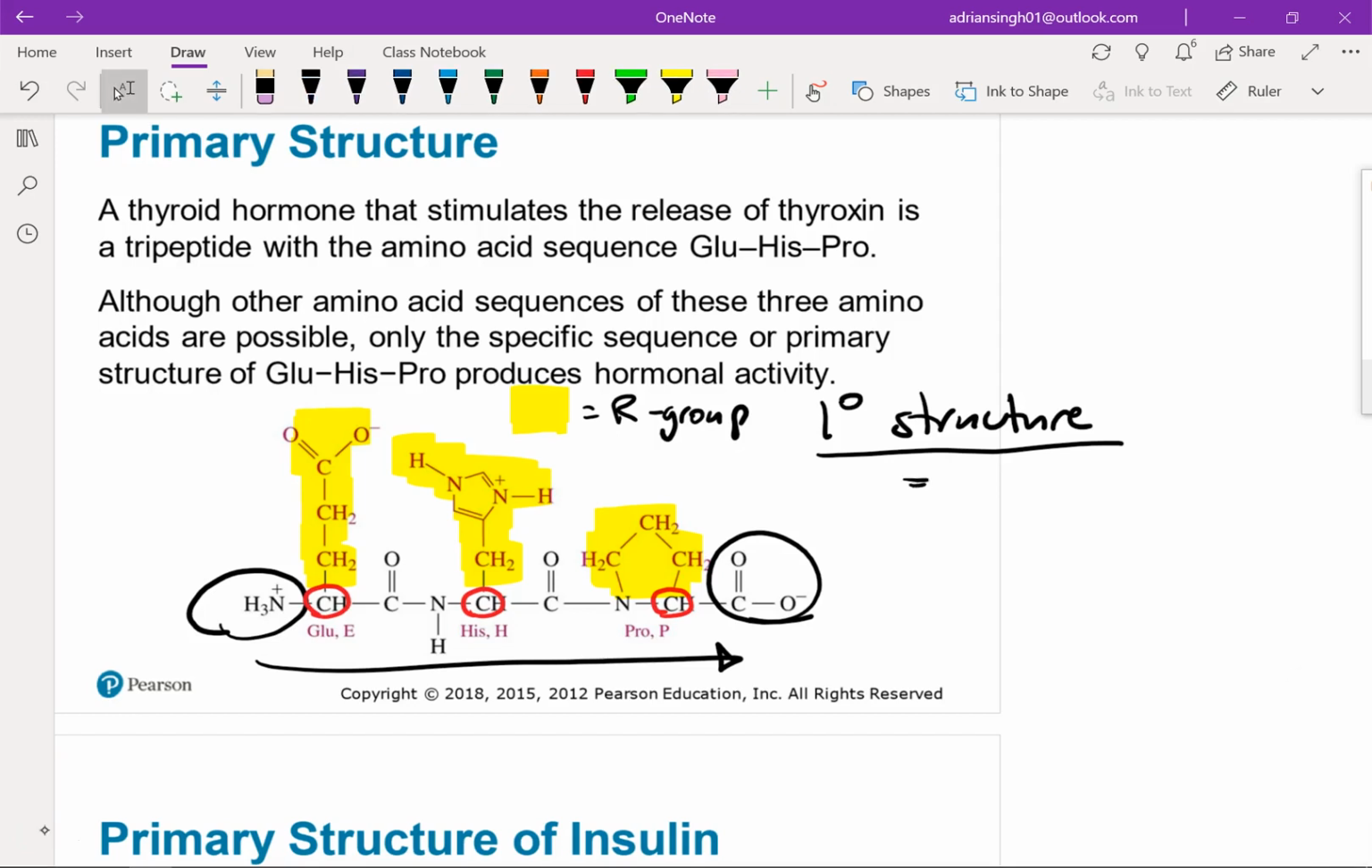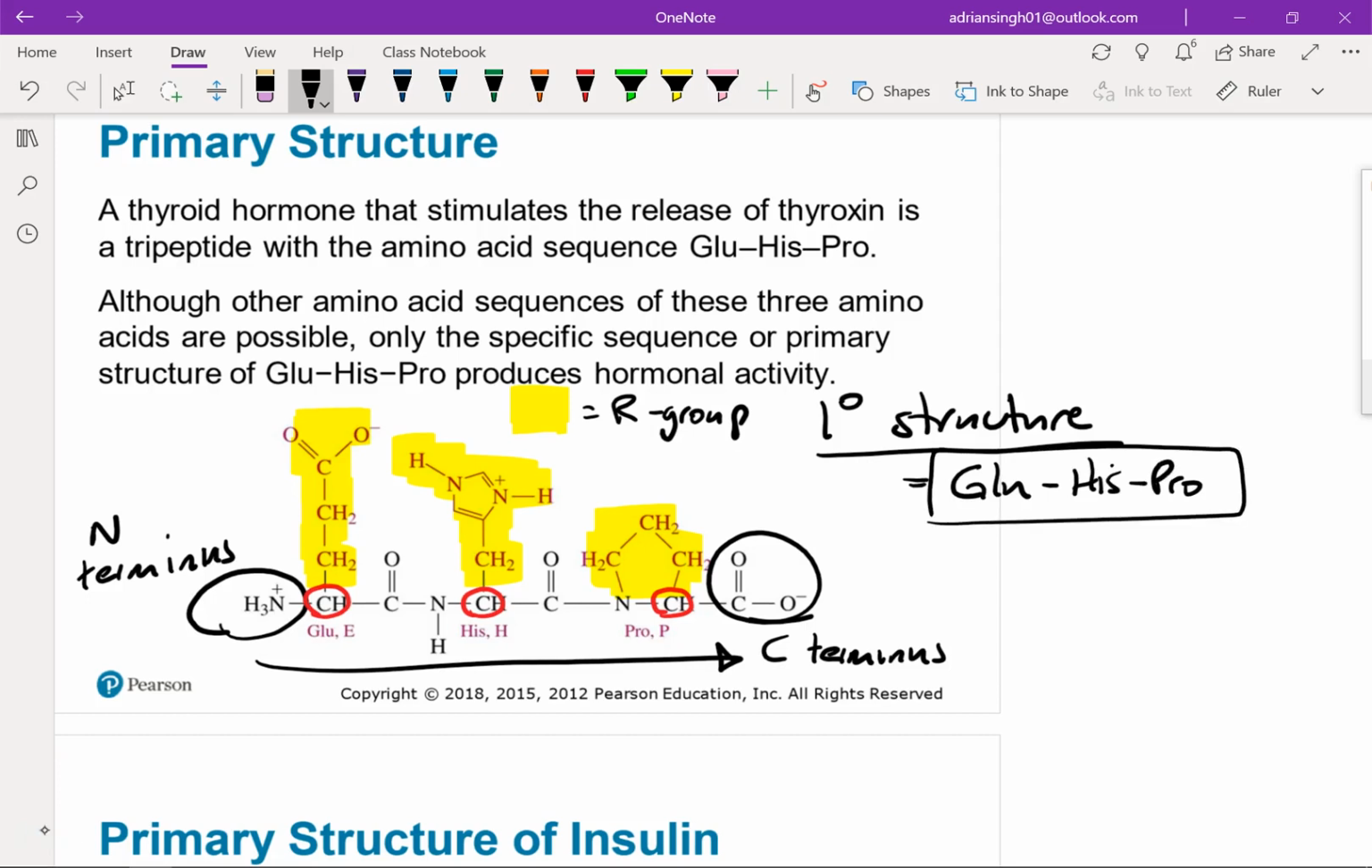So our primary structure would simply be to list the amino acids in that order from the N-terminus to the C-terminus. It'll be glutamate, then histidine, and then proline, in that order. And it's as simple as that. When you talk about the primary structure, it's just listing the amino acids from the N-terminus to the C-terminus.